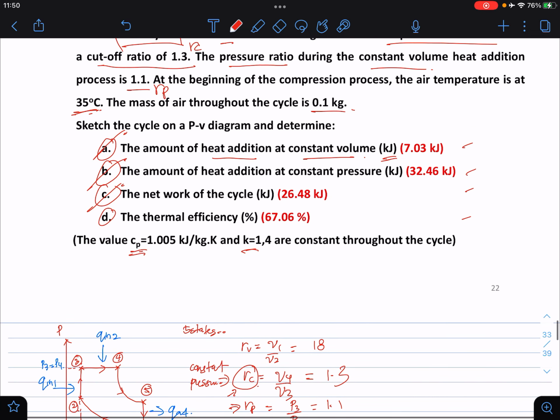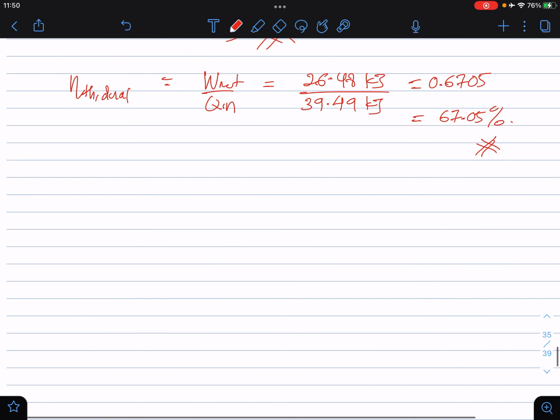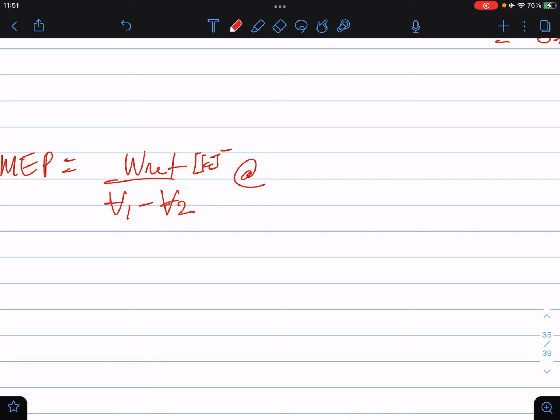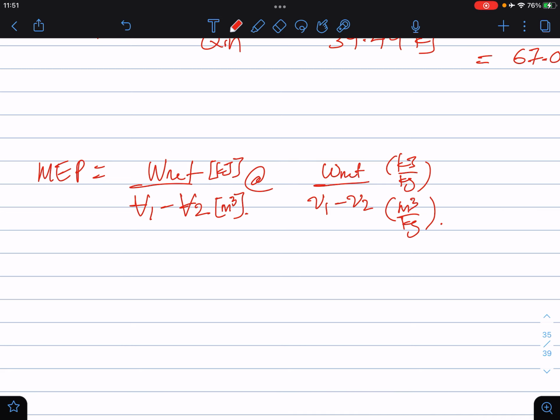I think we already answered all of the questions. But normally the questions in IC engines like to ask what is the MEP. If you want to find the MEP, basically it must give you the value of the pressure so that you can calculate the volume. The formula of the MEP is MEP equal to work net over V1 minus V2. It can also be like this: this one is kilojoule, this one is meter cube. It can be smaller w divided by smaller v, kilojoule per kilogram over meter cube per kilogram.